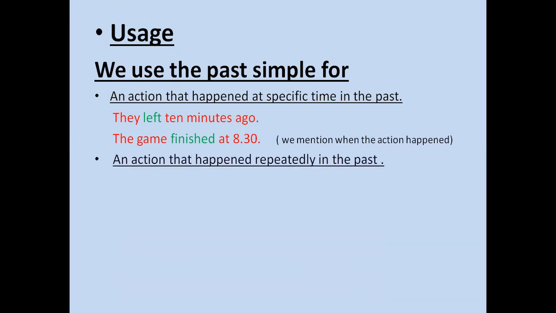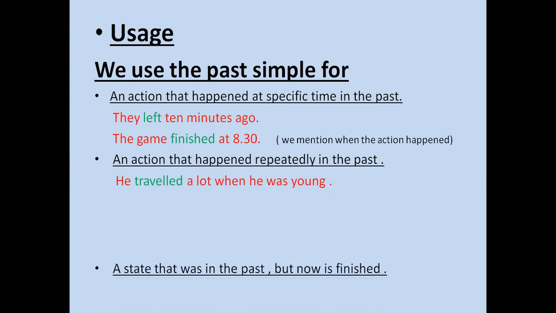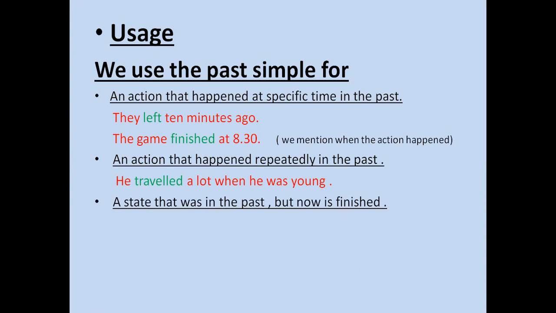Number 2, we use the past simple for an action that happened repeatedly in the past. For example, he traveled a lot when he was young. Number 3, a state that was in the past but now is finished. We lived in that house 10 years ago.